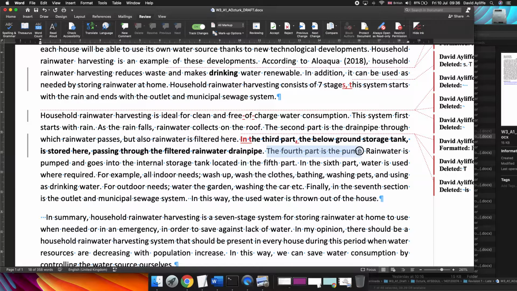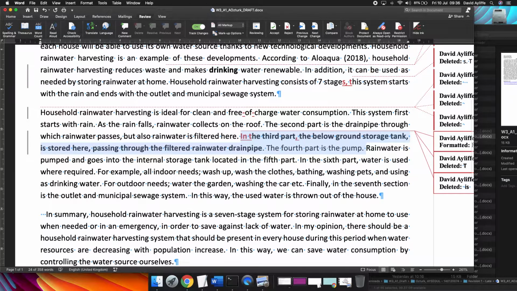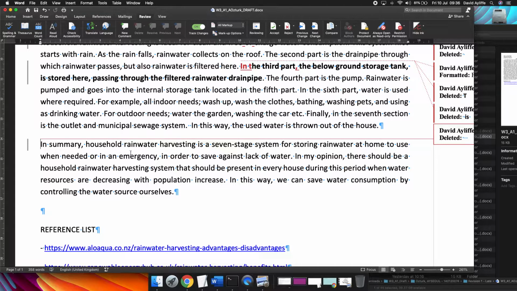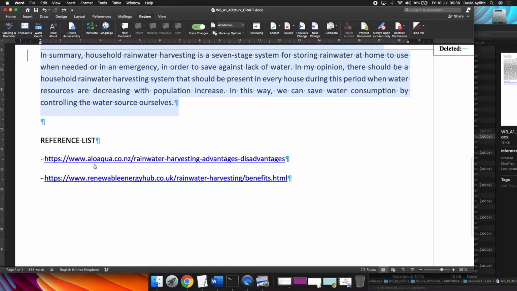This is too short for a sentence. Rainwater is pumped and goes to the internal storage tank. Okay, good. This is all very nice, really, except for these two sentences. Okay. In summary, it's a 7-stage system for storing rainwater at home to use when needed, in my opinion. Very nice, very nice. And we've got a reference list.